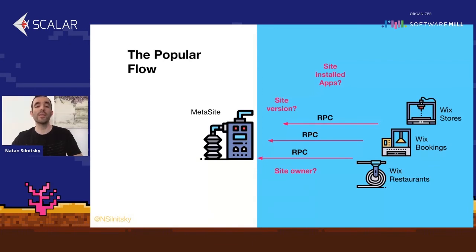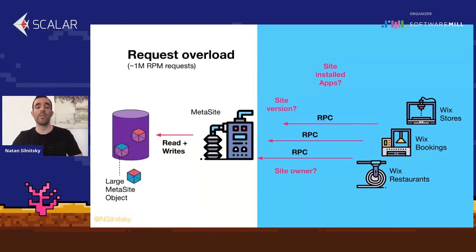For instance, our meta-site service has a very popular flow to fetch information regarding Wix sites, like what is the site version, who is the site owner, what applications are installed on the site, is there a store or a restaurant application installed on the site. All of this made the meta-site service a bottleneck on its database, and it serves 1 million RPM requests.